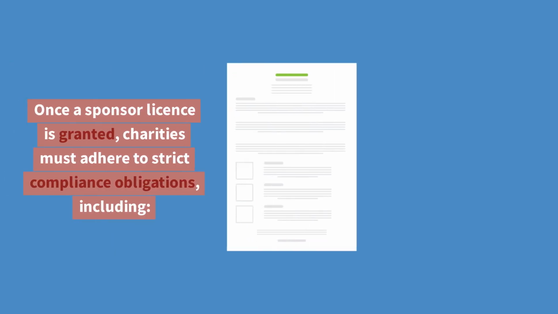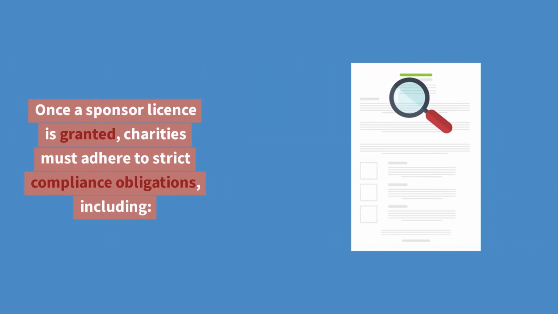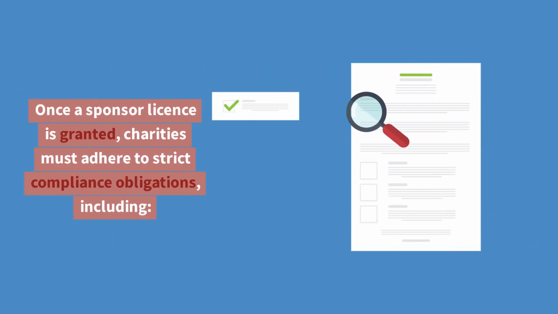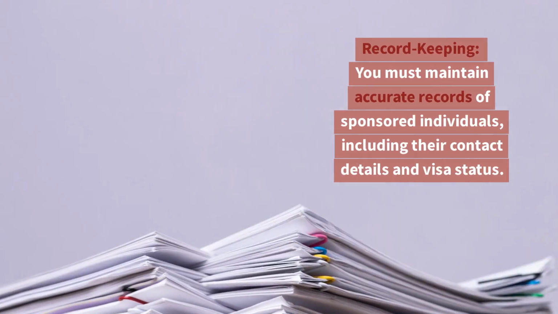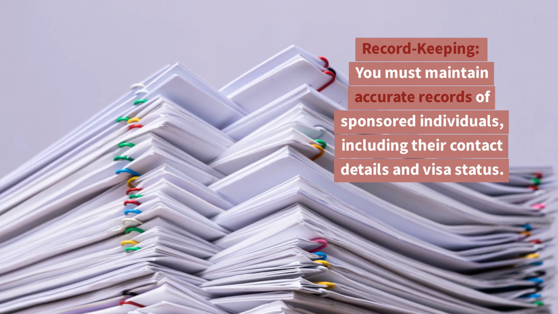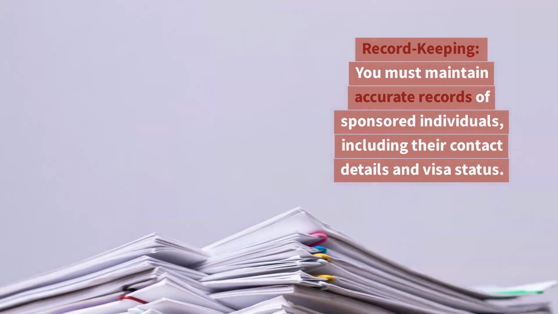Duties and compliance obligations. Once a sponsor licence is granted, charities must adhere to strict compliance obligations, including record keeping. You must maintain accurate records of sponsored individuals, including their contact details and visa status.